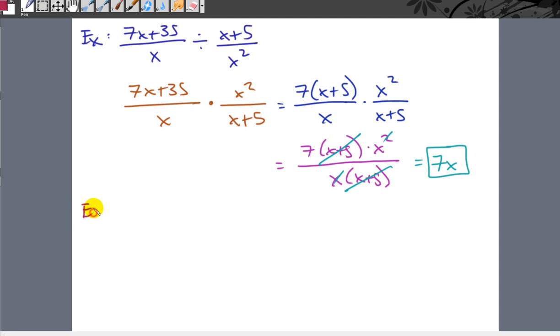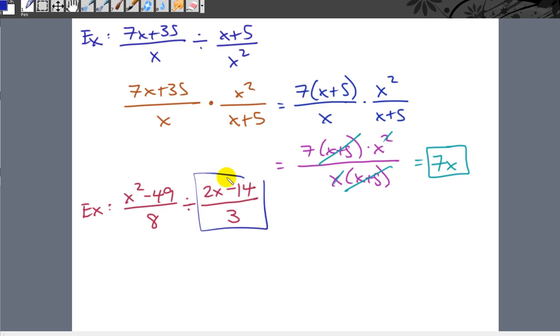Okay, so let's say I give you something like x squared minus 49 divided by 8, and we divide this by, let's say, 2x minus 14 divided by 3. Okay, so same idea. We have a division symbol here, so we want to multiply by this rational expression's reciprocal.